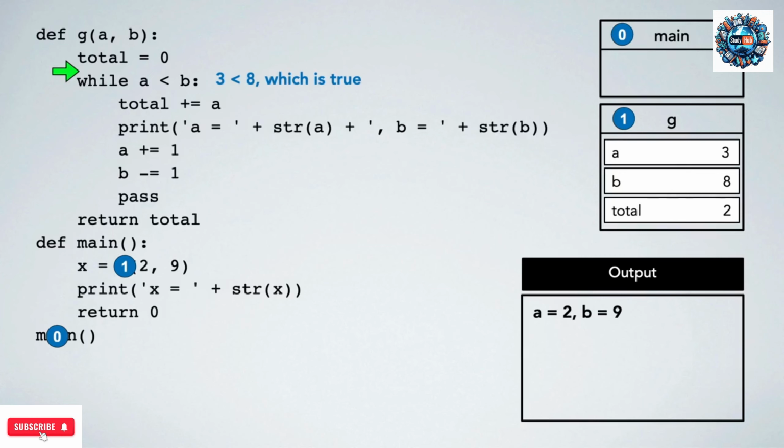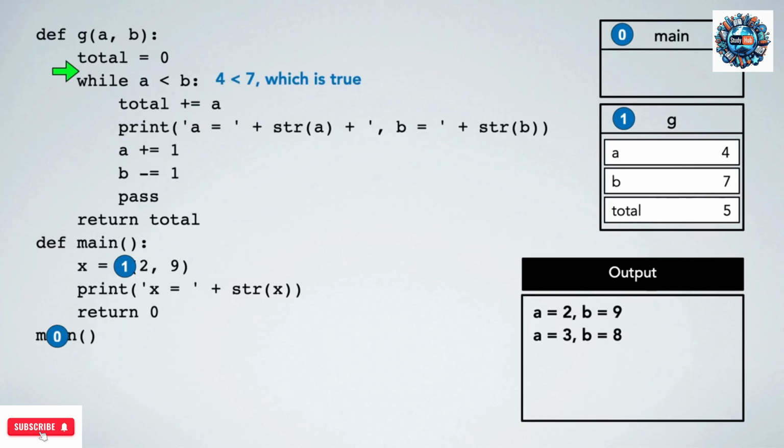This time, a less than b means 3 less than 8, which evaluates to true, so we enter the loop body, add a to total, print the current values of a and b, increment a, decrement b, and we've reached the end of the loop body. So we'll return execution to the beginning and evaluate the loop guard again.